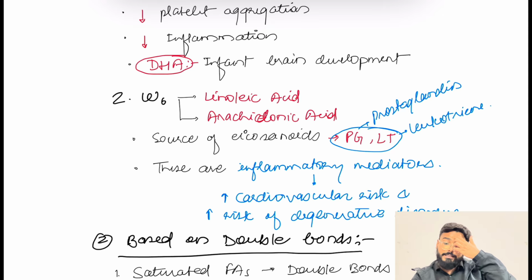So arachidonic acid is an example of omega 6 fatty acid, which is going to form eicosanoids, examples of which are prostaglandins and leukotrienes. These are inflammatory mediators which, when they get activated, are going to increase the cardiovascular risk, and they are going to increase the risk of degenerative disorders.